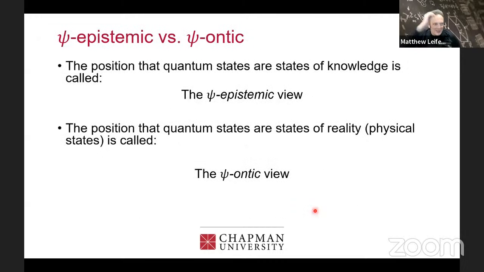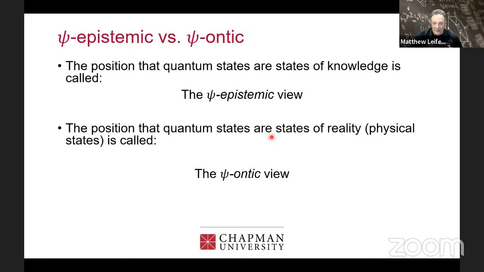Oh yeah, so I just want to explain this psi-epistemic versus psi-ontic terminology. So the psi-epistemic point of view is the position that quantum states are states of knowledge, as opposed to states of reality. So the position that quantum states are states of reality or physical states is called the psi-ontic view. By an epistemic state, all I really mean is that it has the same kind of status as a probability distribution does classically, okay? So think of it as some kind of analog of a probability distribution.